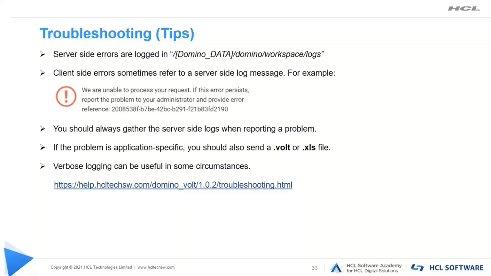You can read it as "We are unable to process your request. If this error persists, report the problem to your administrator and provide error reference." However, you should note that this error reference number is of no use if you don't provide workspace logs. So when you are reporting any Volt issue to the support team via a support case, you should provide the workspace log along with this reference number.